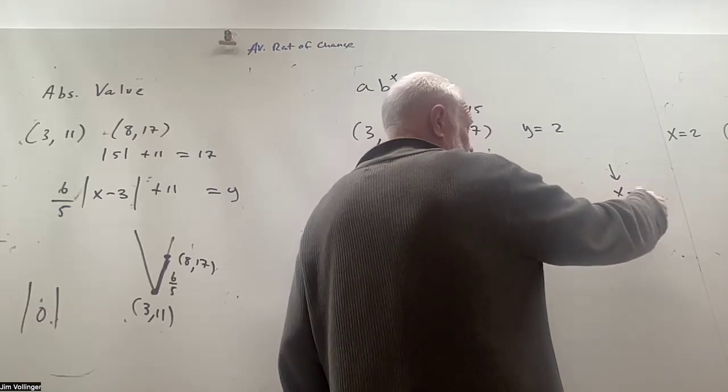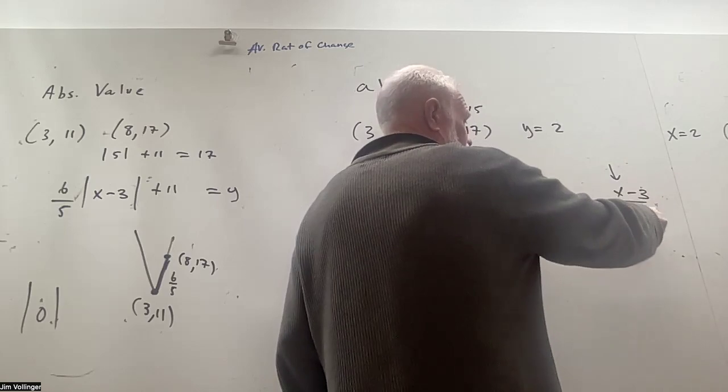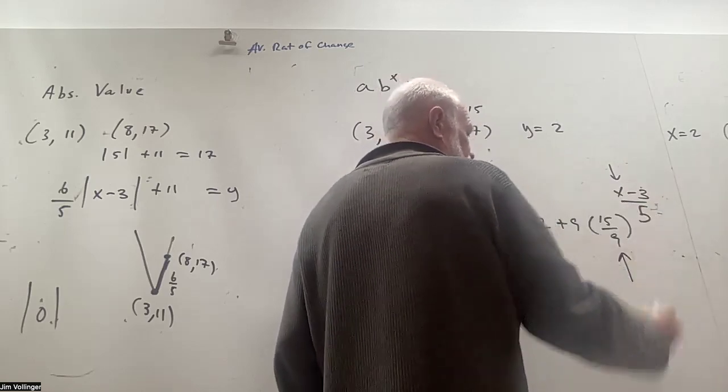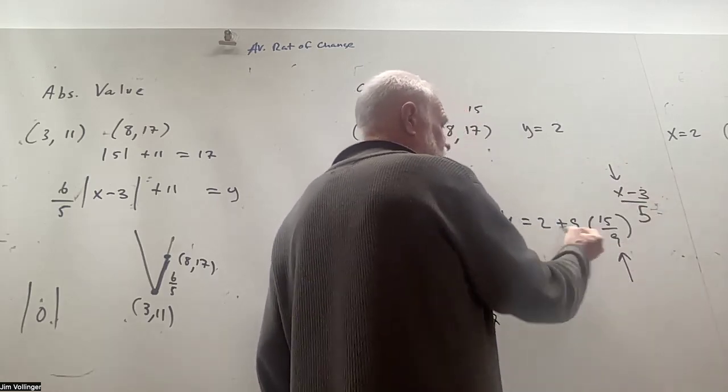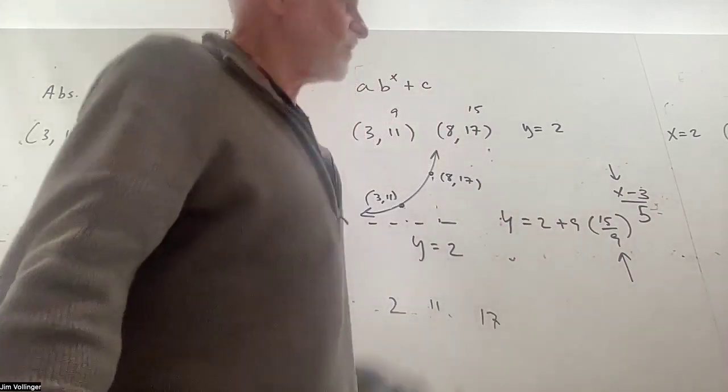It didn't affect the 3. It's still 0 when I plug in a 3. So 8 minus 3 is 5, 5 over 5 is 1, which means I get that base. What happens to the 9s? They cancel. 2 plus 15 is 17. Looks like I'm done. Let's do the inverse of that.